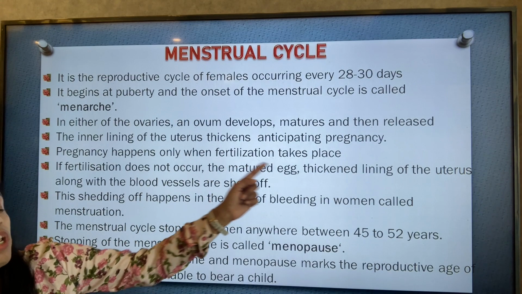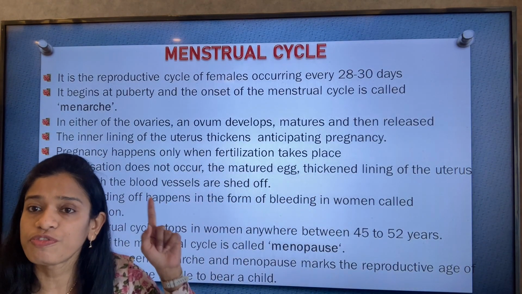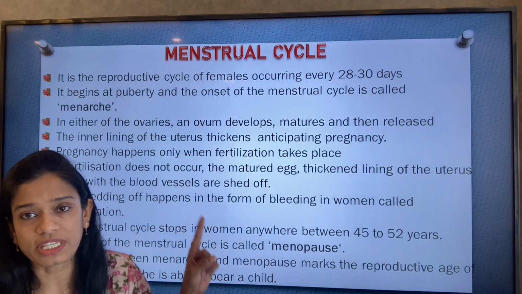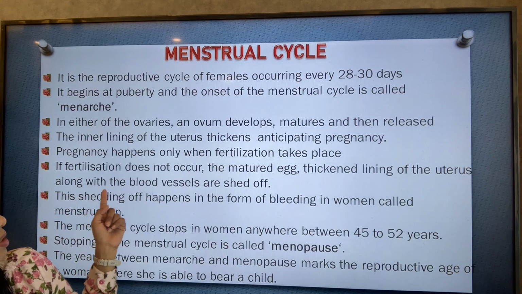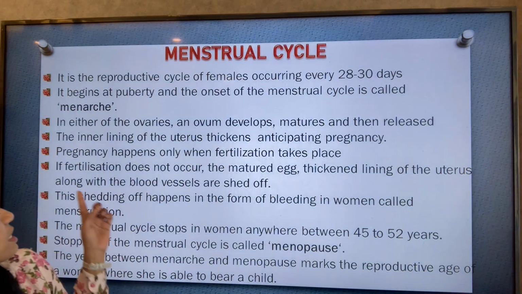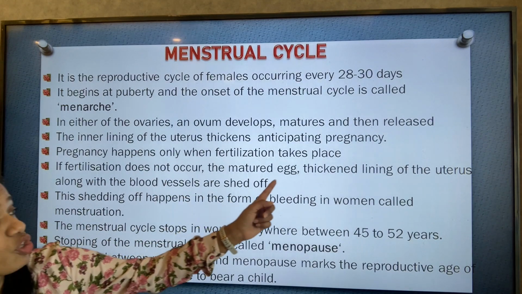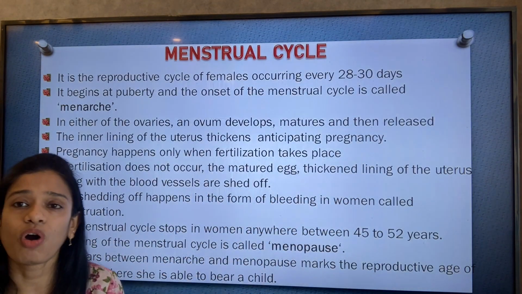Pregnancy happens only when fertilization takes place. That is, the egg and the sperm fuse and fertilize to form a zygote. Only then does pregnancy take place. If fertilization does not take place, the matured egg and the thickened lining of the uterus, along with the blood vessels, are all shed off.